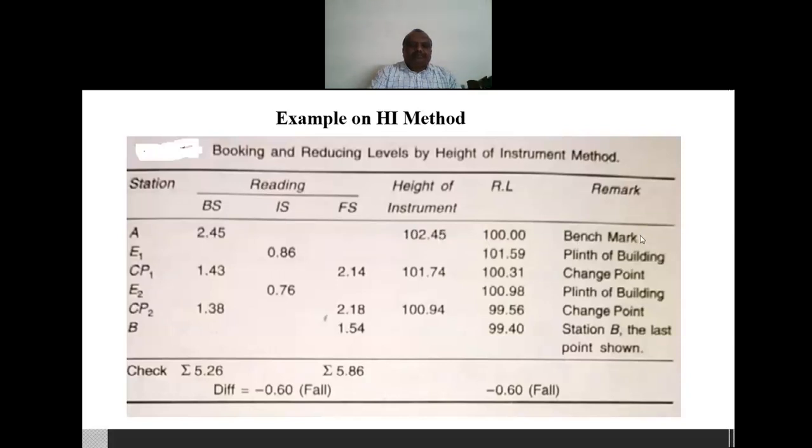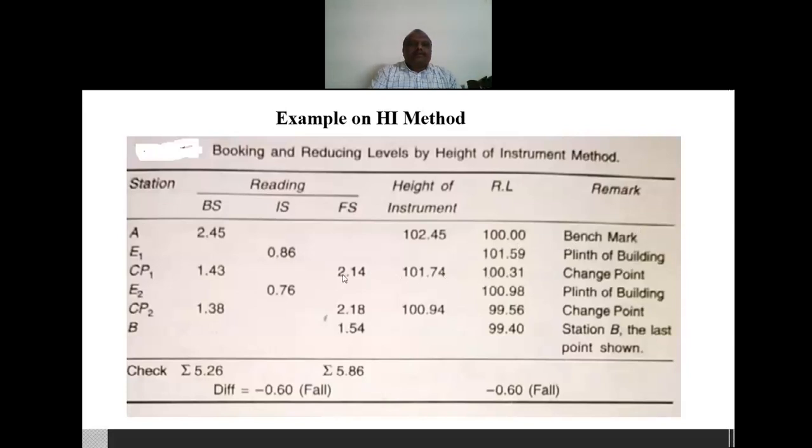Next, once you have the height of instrument value, you should calculate the RL of the intermediate sight, the respective point elevations. That is height of instrument minus intermediate sight or foresight. In this case, height of instrument is 102.45 minus intermediate sight 0.86. So you will get the RL of E1.